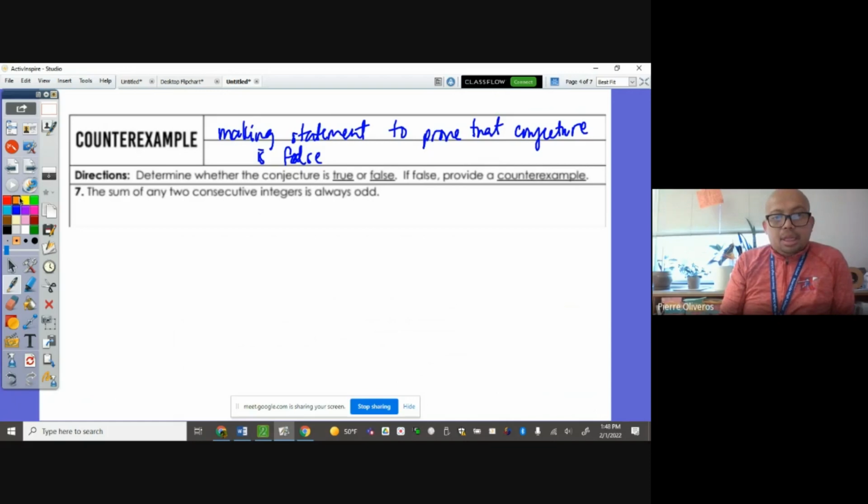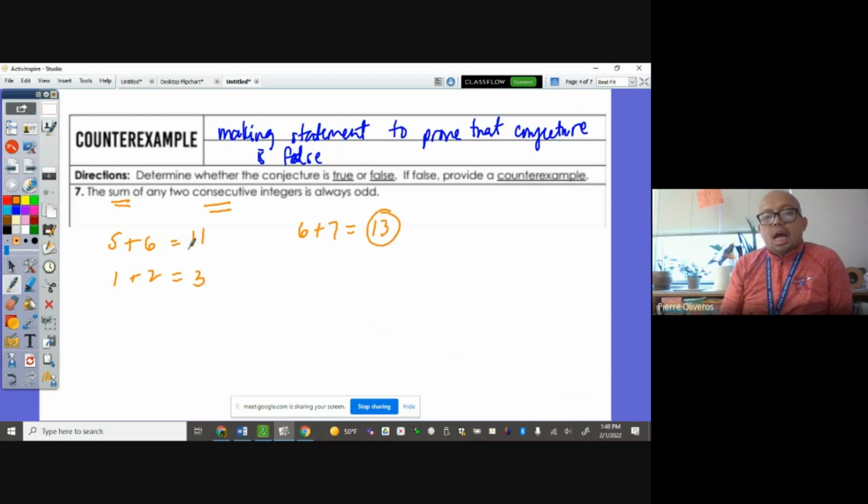Let's do this one. Determine whether the conjecture is true or false. If it's false, provide a counterexample. The sum of any two consecutive integers is always odd. For example, 5 and 6 are consecutive, and when I add them, the answer is 11. 1 and 2 gives 3. 6 and 7 gives 13. I've seen that they're always odd, so this is true, and I don't have to provide any counterexample, because I cannot come up with consecutive numbers that, when added, will not be odd.